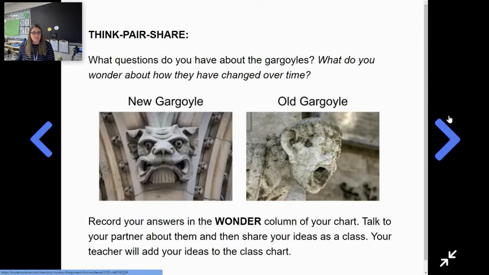Now, the very last column is, what do you wonder about? What is it that you're curious about? What questions do you have about these gargoyles that I can try to answer throughout our unit? What do you wonder about how they have changed over time? So again, in your wonder column, you're going to record at least one or two questions you have about these gargoyles. And I'm excited to see what you guys come up with.